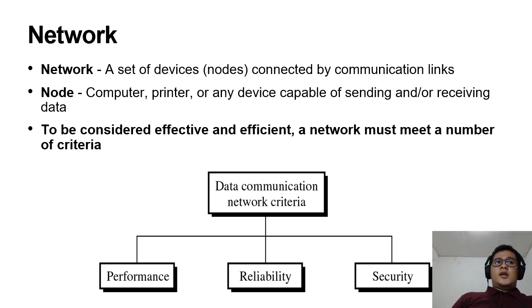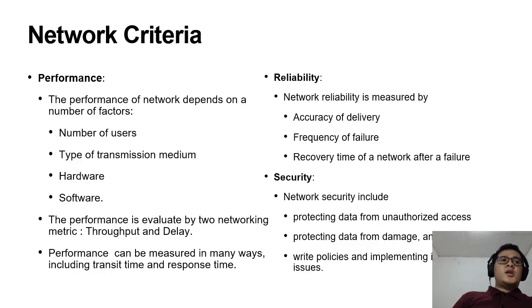To be considered effective and efficient, a network must meet a number of criteria. The first criterion is performance, the second is reliability, and the third is security. The performance depends on a number of factors. The first is the number of users, the second is the type of transmission medium, the third is hardware, and the last is software. The performance is evaluated by two networking metrics. First is throughput, and the second is delay.